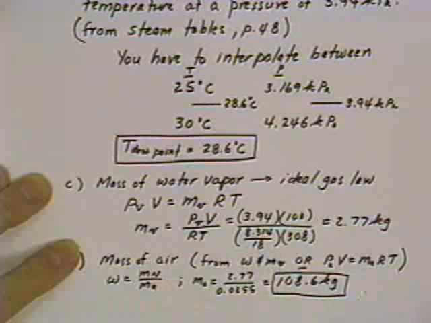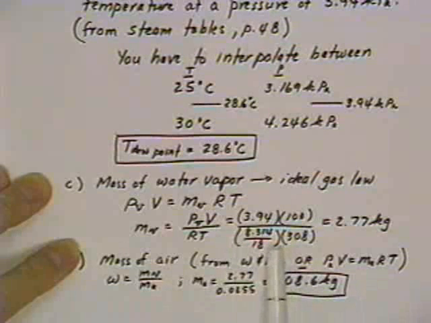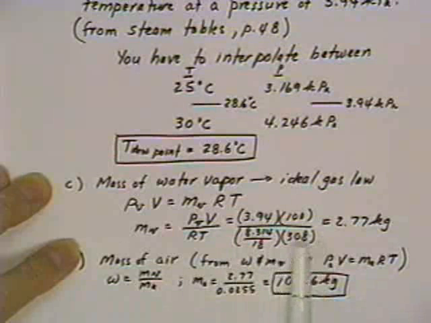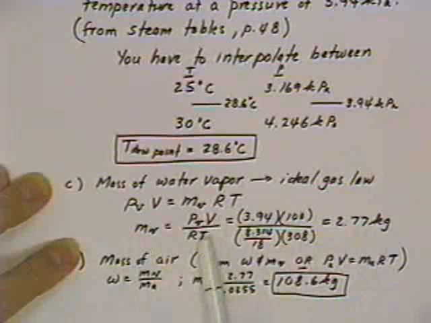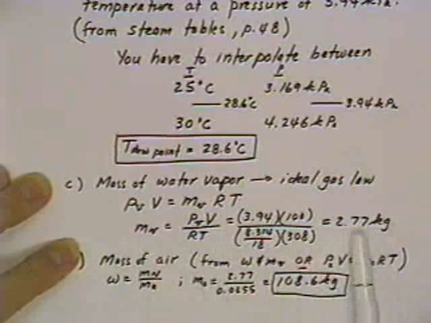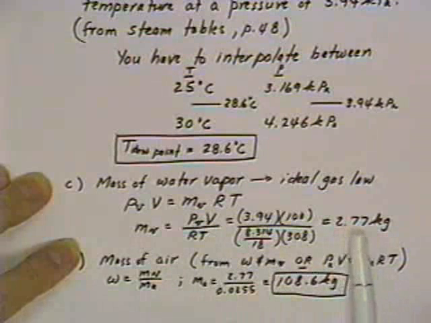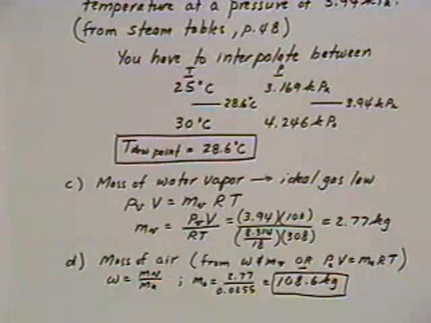Water vapor, H2O, has a molecular weight of 18. So 8.314 divided by 18 gives us R for the water vapor, and we're at 35 centigrade, which is 308 Kelvin. If we calculate this out using the ideal gas equation, PV = mRT, we find that 100 cubic meters of the air-water mixture has 2.77 kilograms of water vapor contained within it.